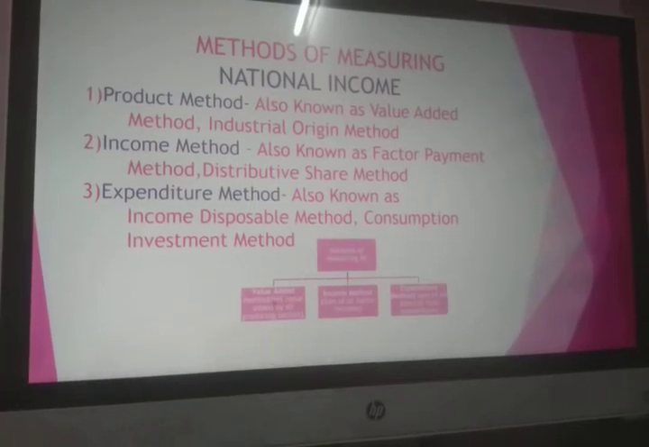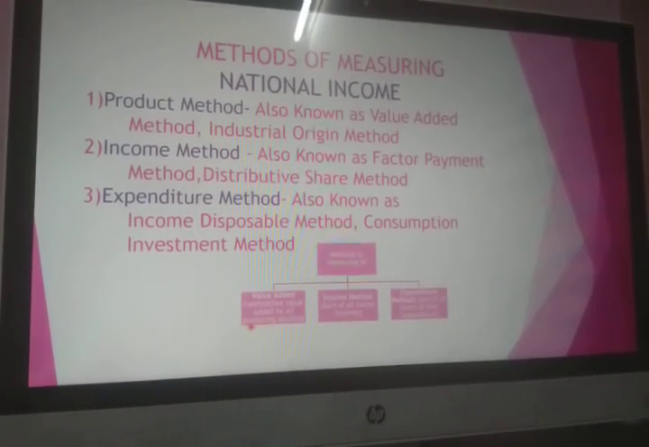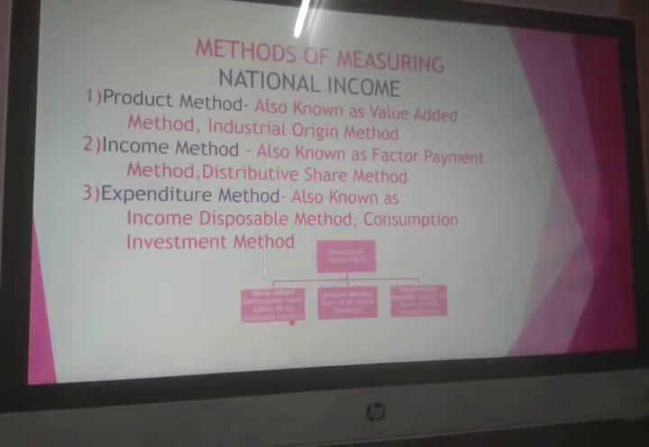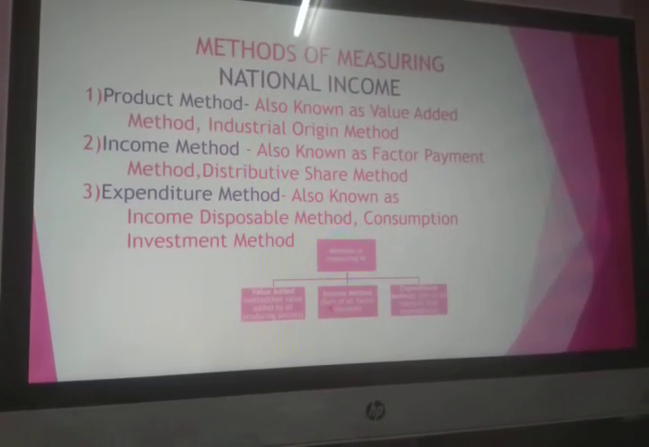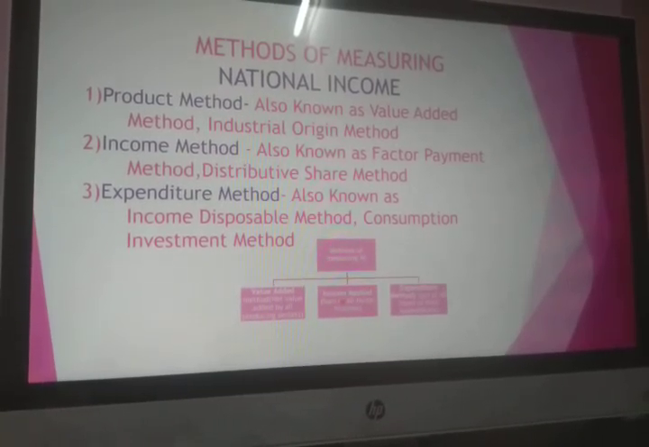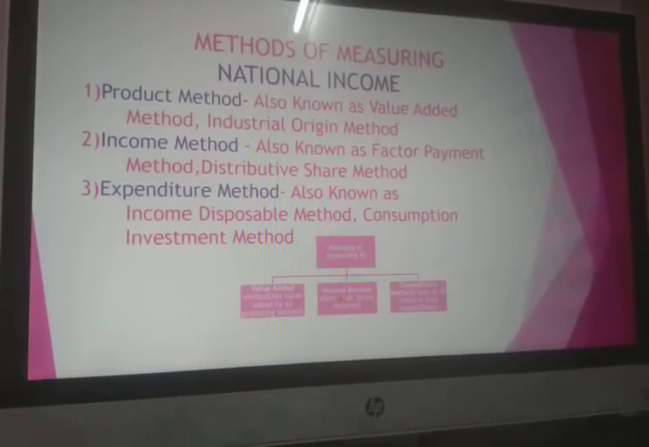The value added method focuses on the net value added by all the producing sectors. In the activity, whatever value is added by them is considered in this particular method. In the second method, we take account of all the factor incomes. That means we sum up the factor incomes earned by the various factors of production, and according to that, we try to find out the national income.